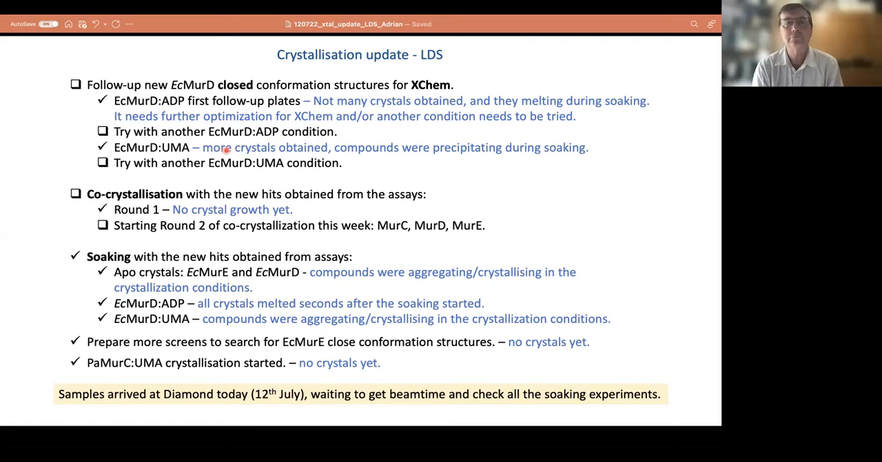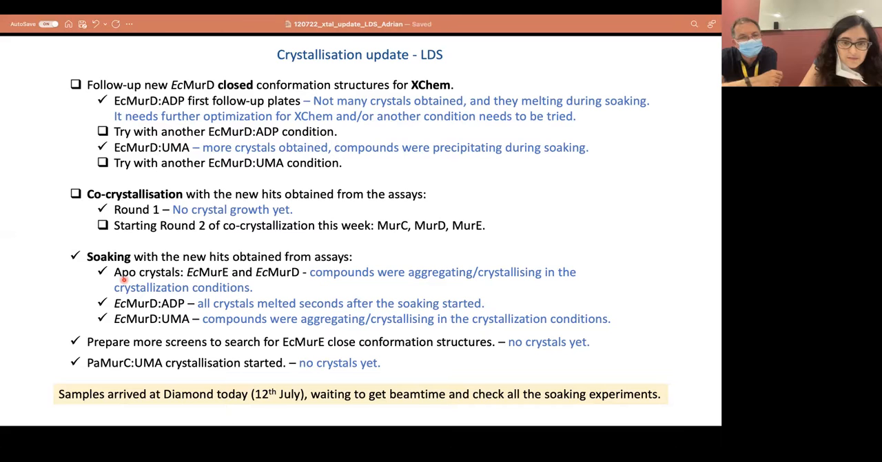Next, this is a summary of all the soaking. I also soaked into APO crystals for E. coli MurD and MurE. Again, all that is going to Diamond. There were solubility issues with the compounds again, but fewer issues than in the case of the UMI crystals.